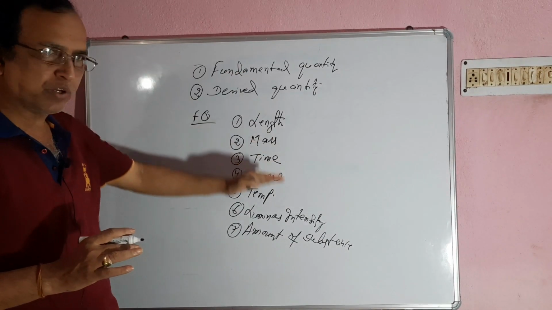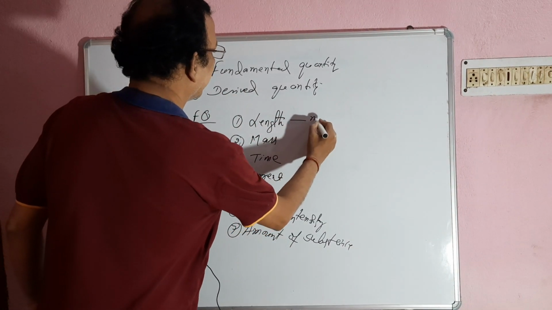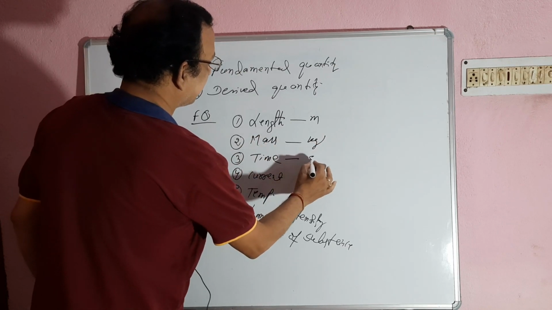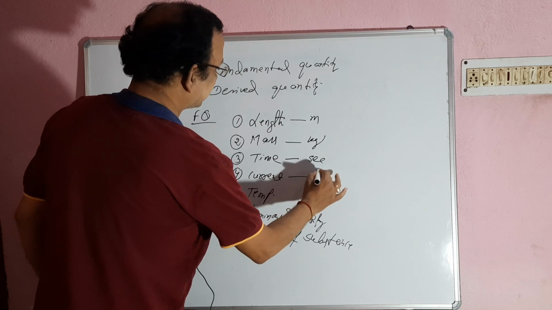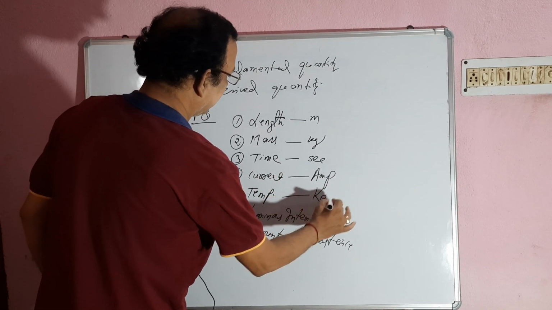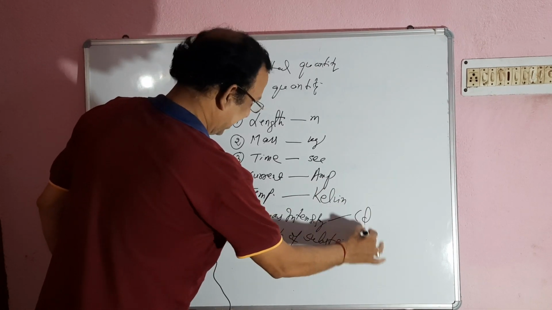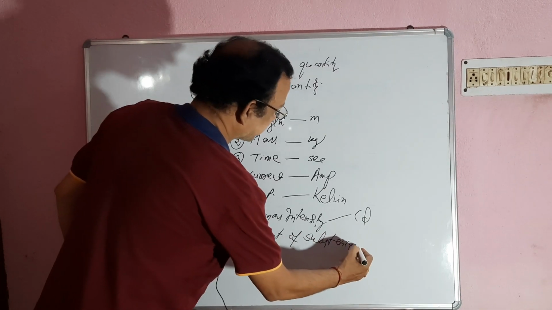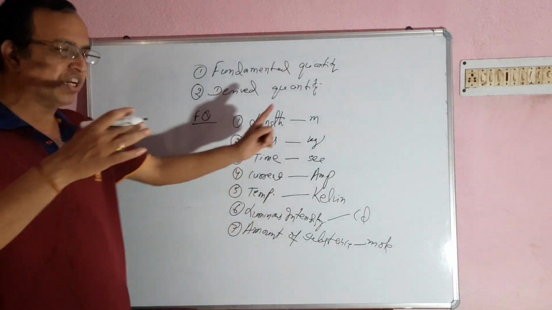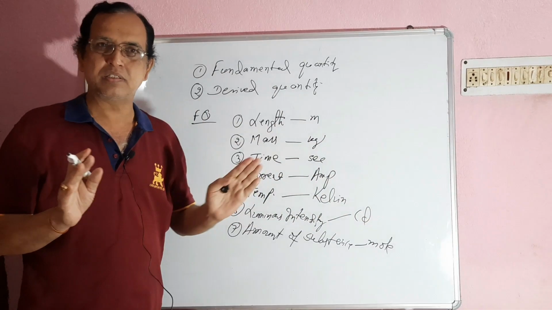What are the SI units of these quantities? For length, we use the meter. For mass, that is kg. For time, mainly second. For current, that is ampere. Temperature, mainly Kelvin. Luminous intensity, candela, cd. Amount of substance, that is mole. These are the fundamental quantities. These are the fundamental units.